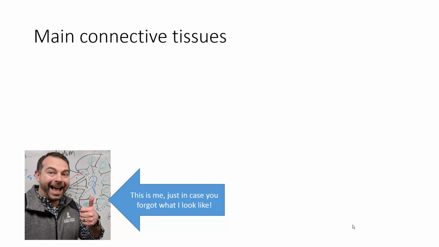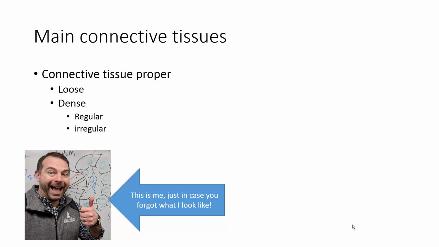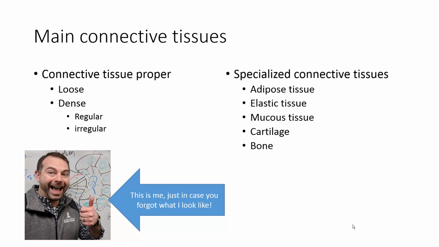So connective tissues can be divided into two main camps. The first of which we refer to as connective tissues proper, and these are your generic connective tissues. These are the ones that are going to connect stuff. And then we also have specialized connective tissues, and these are going to impart some other functionality above and beyond connecting things. And these include things like fat or adipose tissue, elastic tissue, etc.